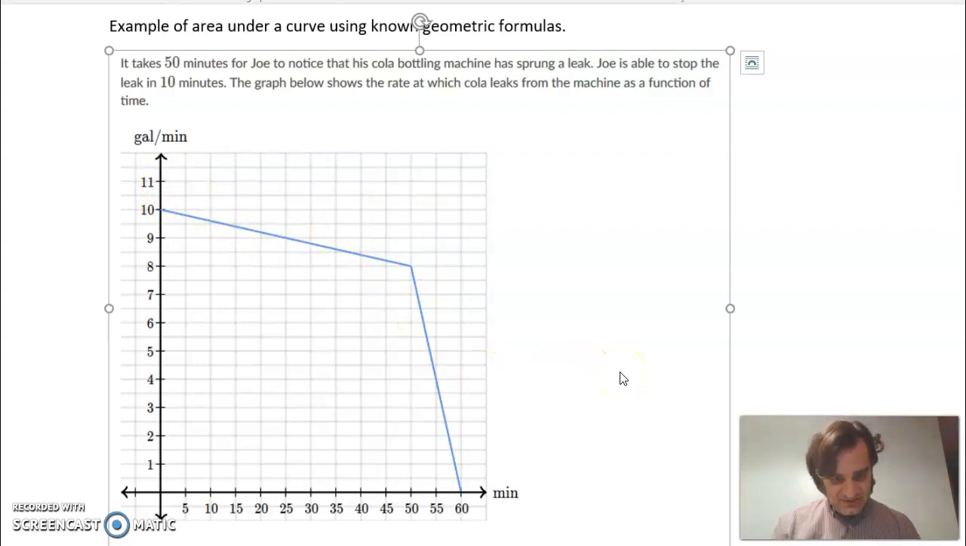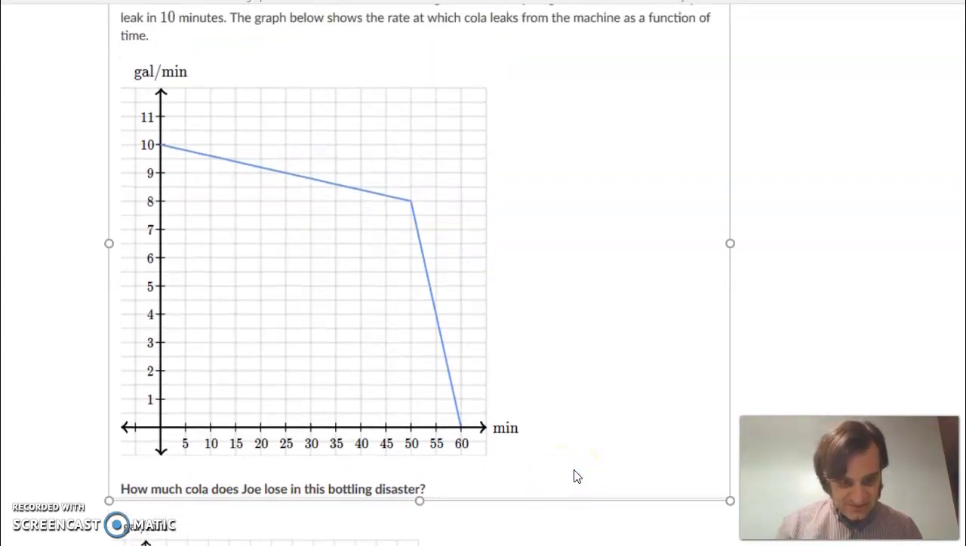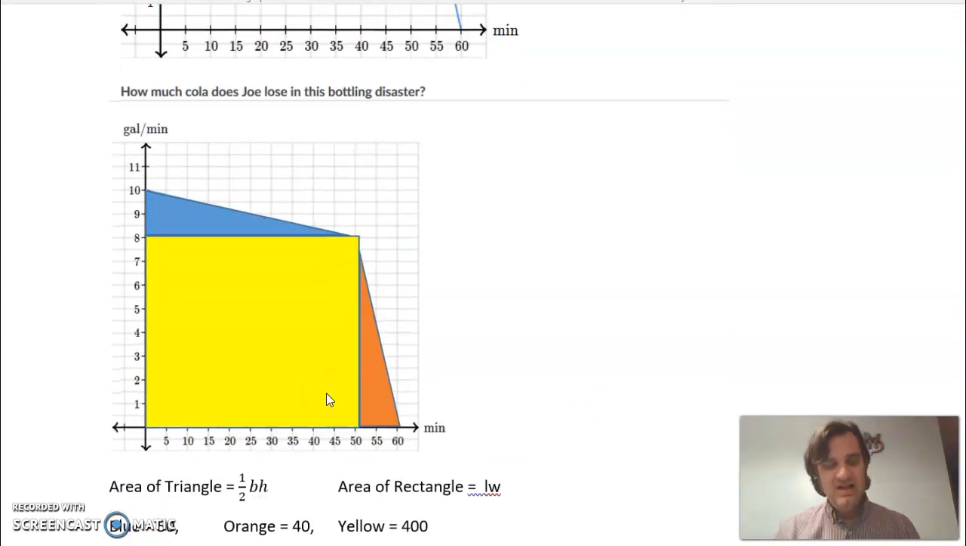So let's see how we would handle this problem, because the question is, how much cola does Joe lose in the bottling disaster? Down here what I did is I took the actual graph and I separated it into figures that we know. What we're trying to do is figure out the total area, because we're talking about what happened at 1 minute, what happened at 2 minutes, what happened at 3 minutes. So we're really trying to add up little pieces under here for each position. We're trying to figure out the total amount of cola he lost, which would be under the curve.